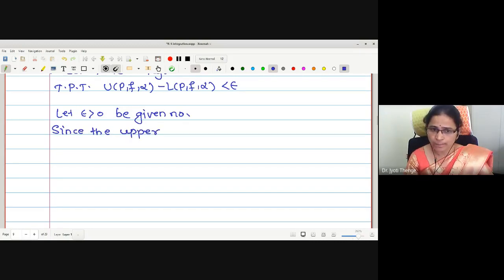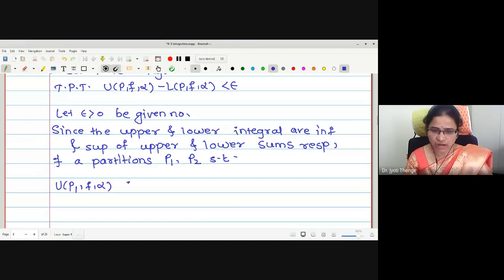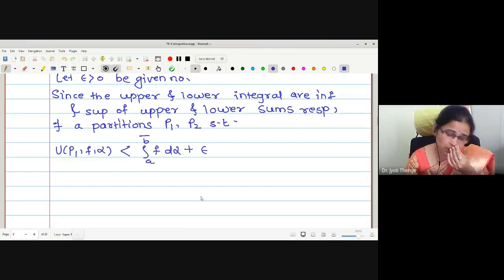Since the upper and lower integrals are the infimum and supremum of the upper and lower sums respectively, there exists a partition P1 such that U(P1, f, alpha) is strictly less than the upper integral plus epsilon. For the sake of adjustment, we will do it as epsilon by 2 later.